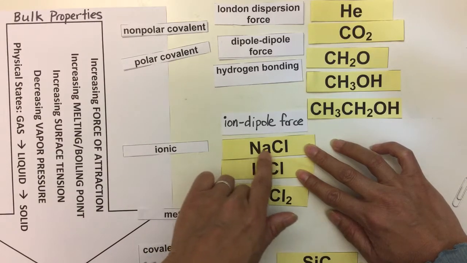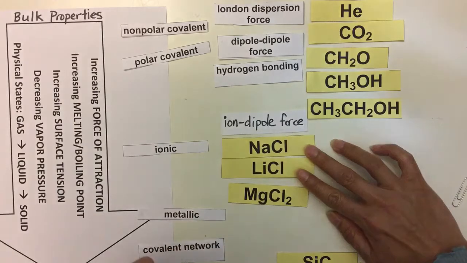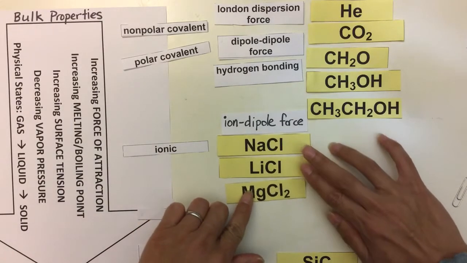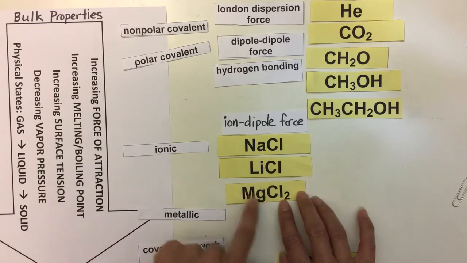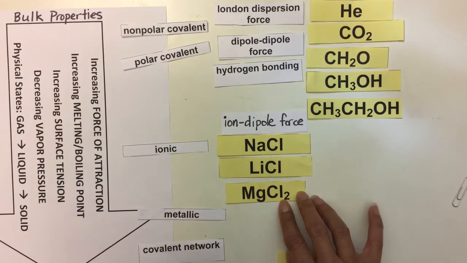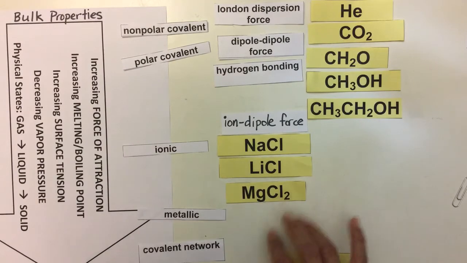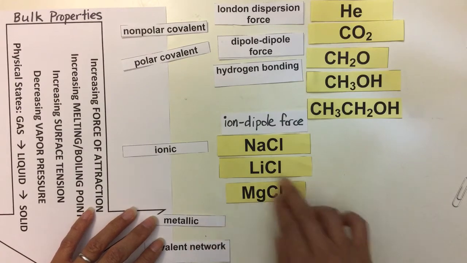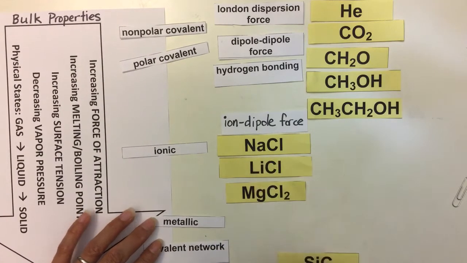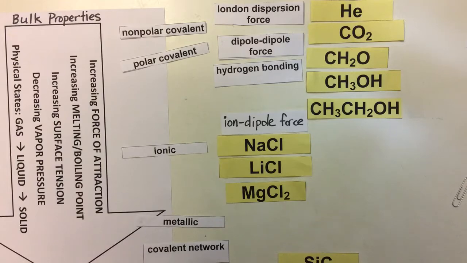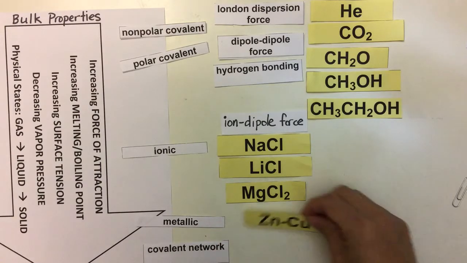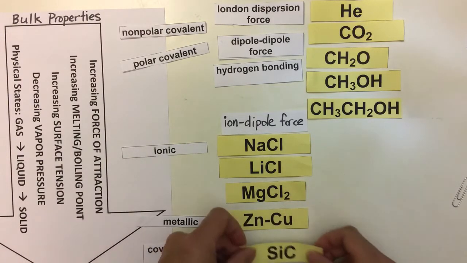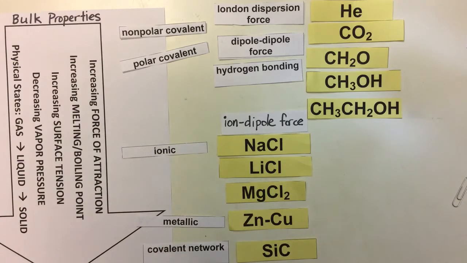This is a larger ion, sodium, and so it's going to have weaker attraction. And so the last one of my ionic is a substance that has a really strong charge. That stronger charge is a +2 charge on the magnesium versus the +1 charges on the other two, sodium and lithium. So now comes metallic bonding, and then comes my covalent network.